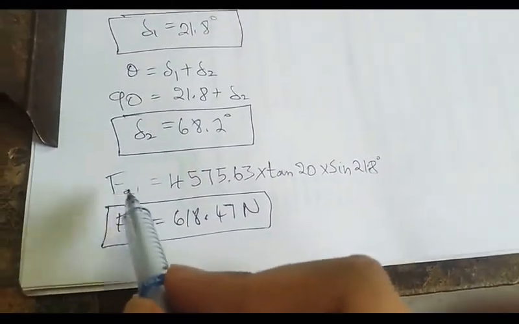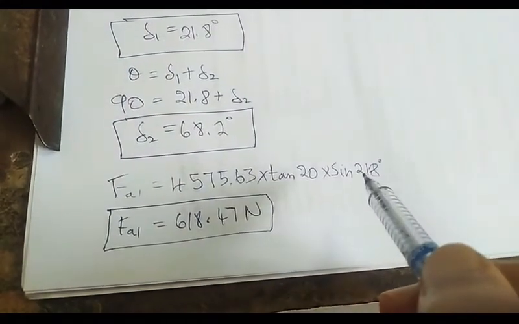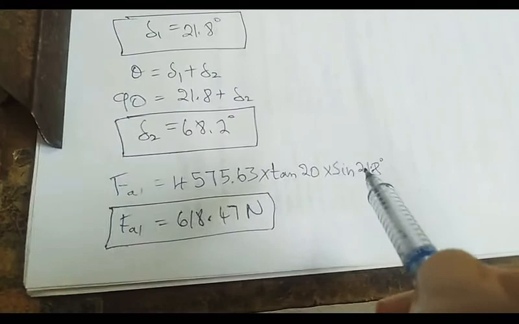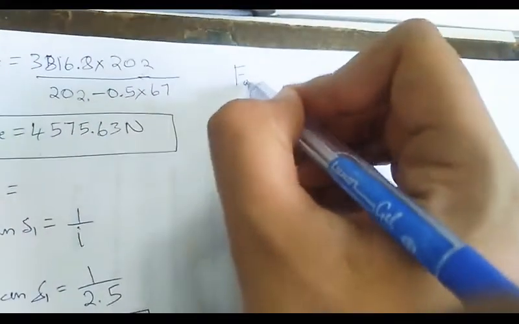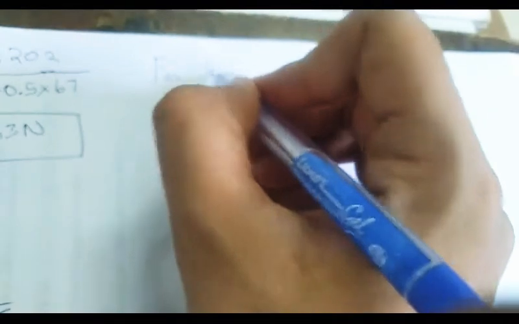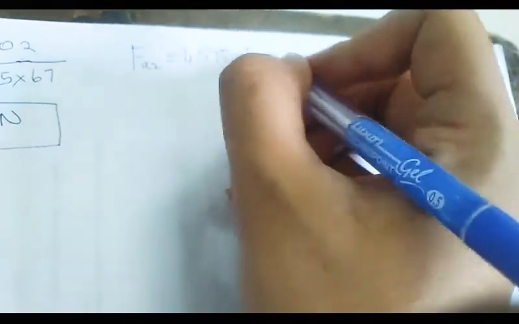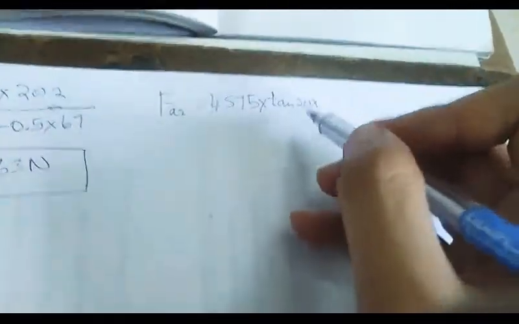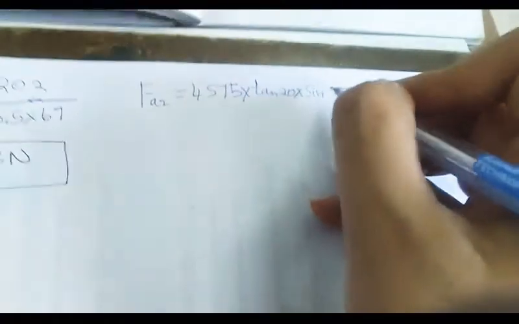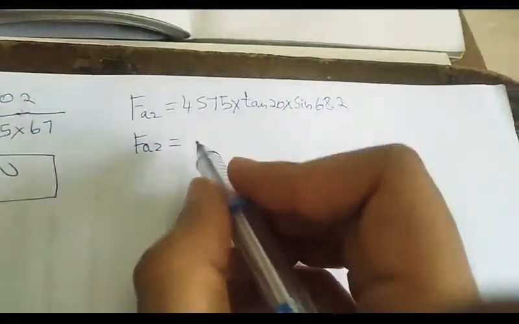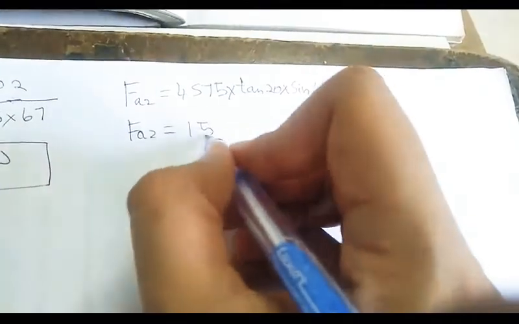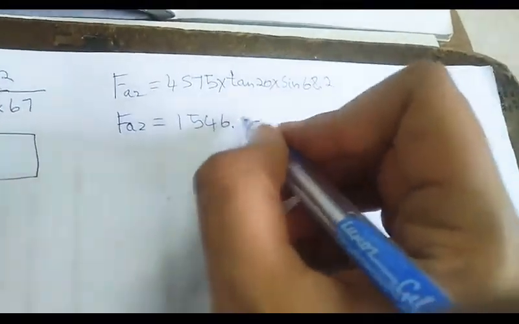Similarly, we will find FA2. To find FA2, we will take sin delta 2, and the rest will be the same. The value of delta 2 is 68.2 degree. So FA2 is equal to 1546.29 newtons.